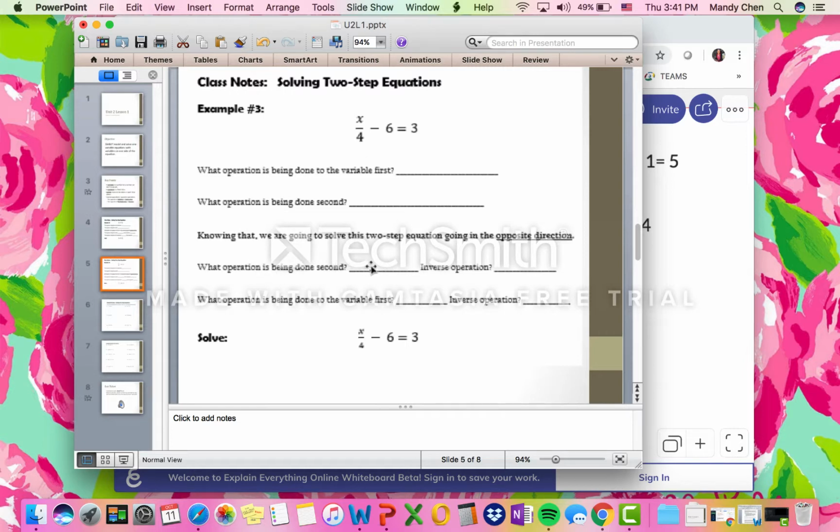The opposite of subtraction is addition, so we're going to add 6 to both sides. That's going to give us x divided by 4 equals 9. And then the operation we're going to do last is multiply by 4, because the opposite of division is multiplication, which is the inverse. That's going to give us 4 times 9, which is 36. So at the end of the day, our answer is x equals 36.